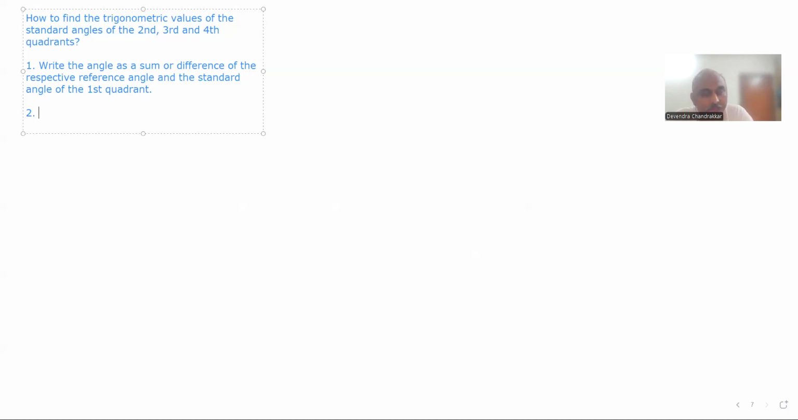Second is, if the reference angle is an even multiple of 90 degrees, then sine remains sine and cos remains cos. इसको और एक अच्छा काम कर लेते हैं. Sine of the angle becomes sine of the standard angle. अभी समझाता हूं क्या लिखा है.